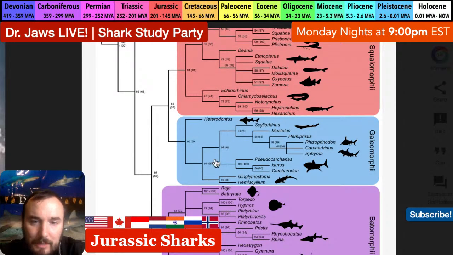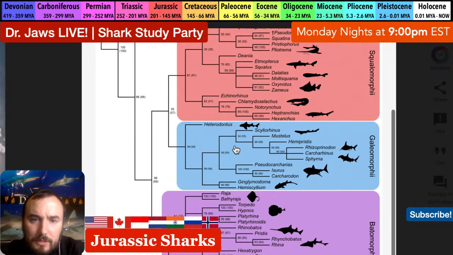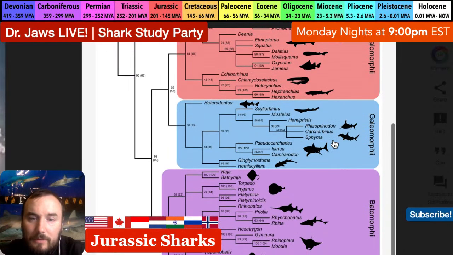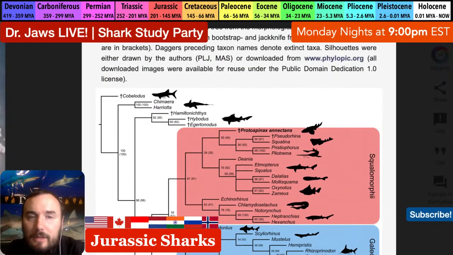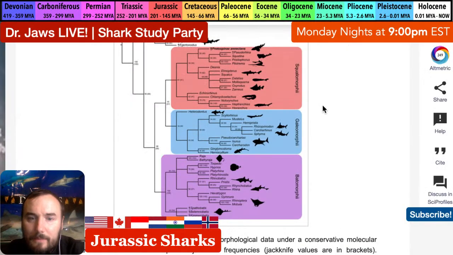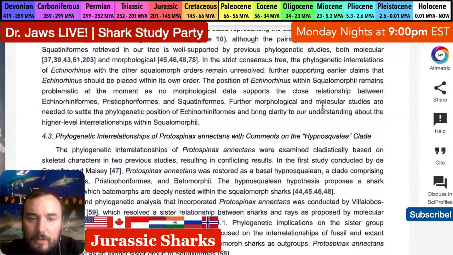The galeomorph cladogram, or sorry, phylogenetic tree, remains pretty unchanged. You still have the bullhead sharks splitting off pretty early. Then you had the carpet sharks splitting away, and then you had the mackerel sharks doing their own thing, and then eventually you have how the carcharhiniforms evolved. But still, really cool to see how these relationships, or how these groups of sharks interrelate.